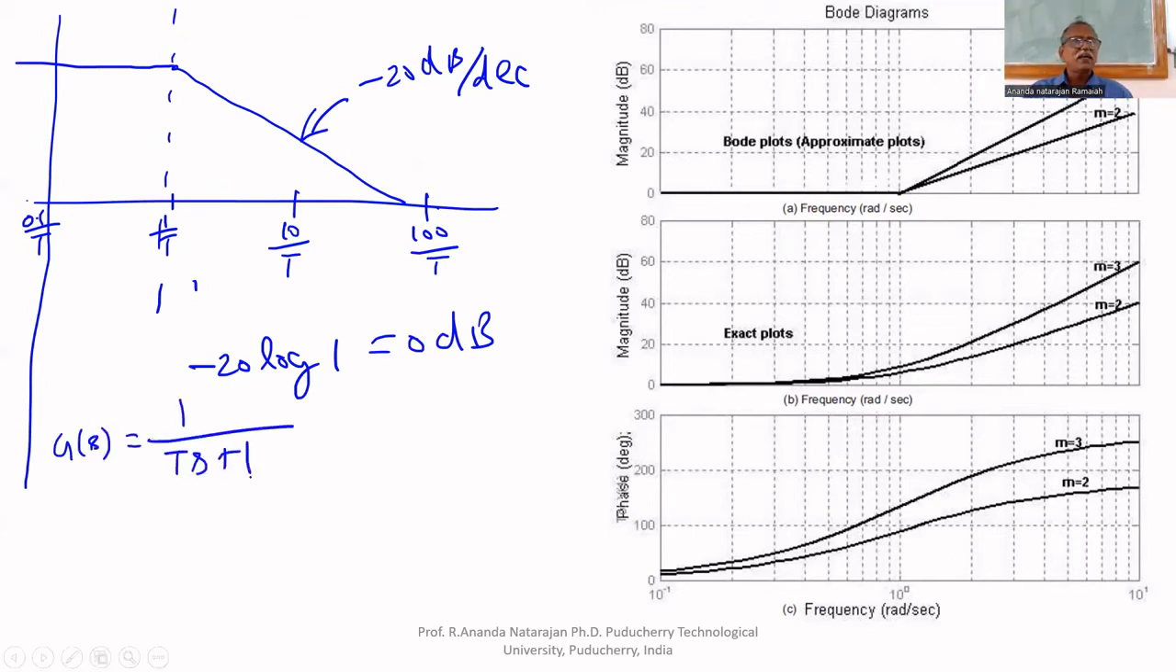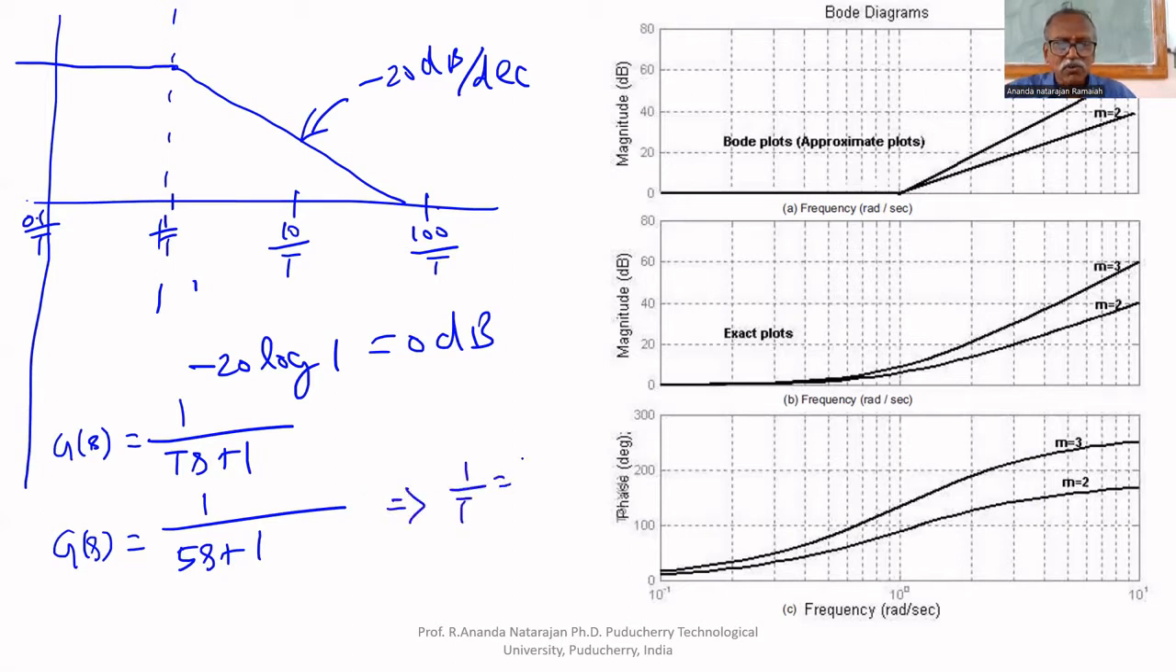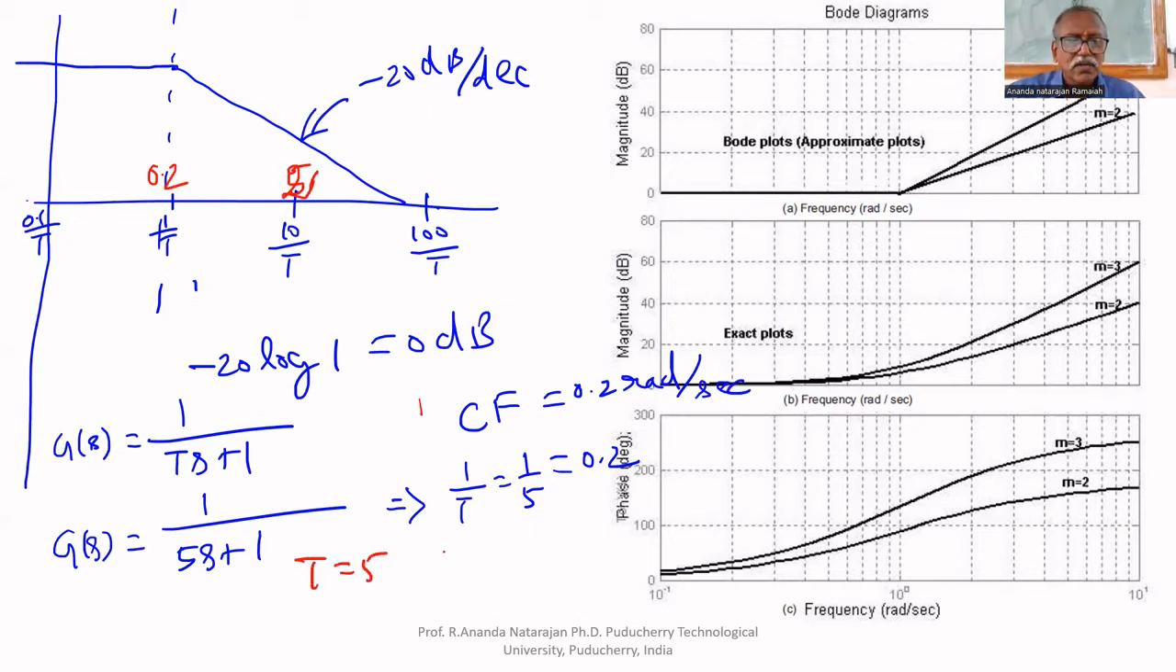So this is the plot for G of s equals 1 by tau s plus 1. For that, this is the frequency plot. Suppose I have G of s equals 1 by 5s plus 1. Tau equals what? 5. 1 by tau equals 1 by 5, that is equal to 0.2. Therefore, the corner frequency is 0.2 radians per second.